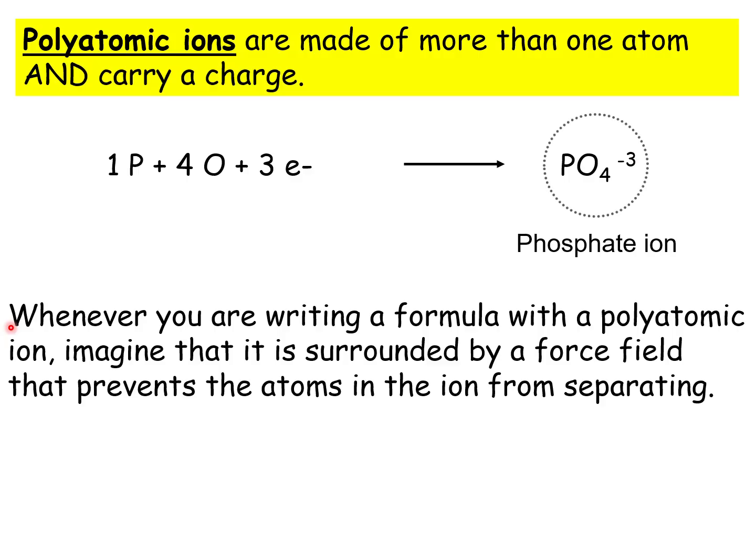Now, when you work with polyatomic ions, you need to pretend that there is a little force field surrounding them, and it's keeping that polyatomic ion together. Because when you write formulas, a lot of times when people first start doing this, they're very tempted to take them apart, and they start doing their swap and drop with the numbers that are down below. So we're just going to be working with the charge, so that's the number that's up top. We're not going to take the rest of the polyatomic ion apart.